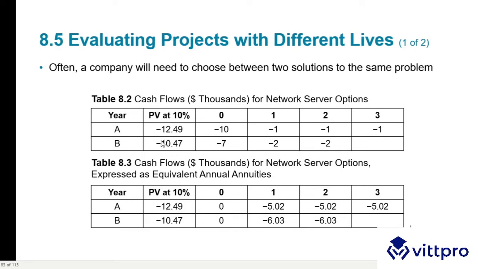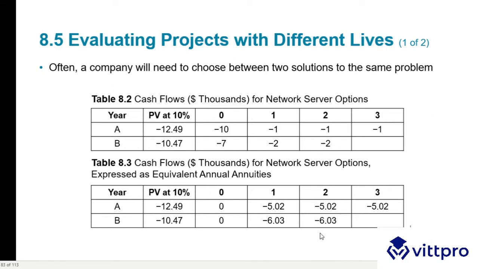lower present value, right? But because the life is also different, it's only 2 years, and project A is 3 years, take a look at the annualized cost. So we calculate the annualized cost of this $12,000 over a period of 3 years. Now we will calculate the annuity. We have a present value already, 12.49. We have a rate of 10%, and then we need to calculate the payment, the equal installment of the annuity. If you use that, you will get a cost of 5,000 in 3 years, and for project B you get 6,000.